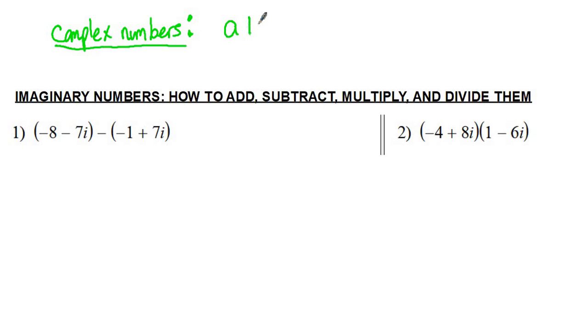We can write them in the form a plus b times i. So for example, this one right here is negative 8 minus 7i. It's a complex of the real part of that number, which is negative 8, and the imaginary part of that number, which is minus 7i.